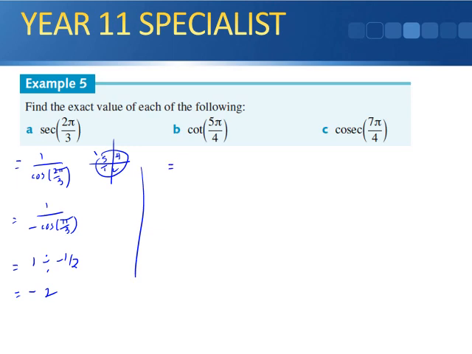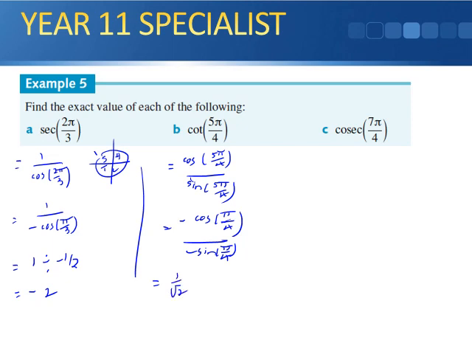Part B, this is cos of 5 pi on 4 divided by the sine of 5 pi on 4, which means it will be negative cos of pi on 4 and negative sine of pi on 4, which means it's just going to be positive, and it's going to be 1 on the square root of 2 times the square root of 2 over 1, which means we're going to get 1.